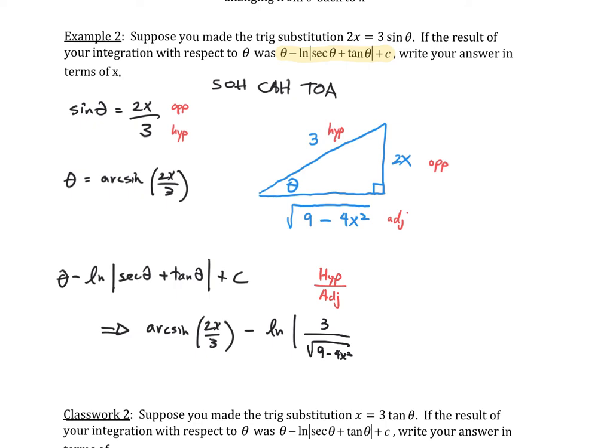So that's the first part. And we want to add what we get when we take tangent of theta. Now tangent theta is the opposite over the adjacent. So the opposite side is going to be 2x, and the adjacent side is going to be the square root of 9 minus 4x squared. We close off that absolute value, we tack on a plus c.